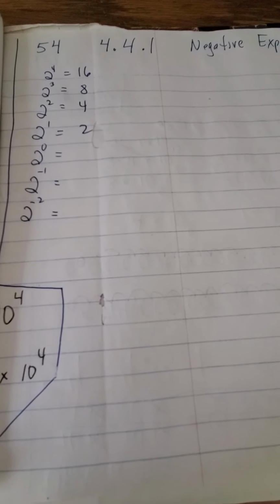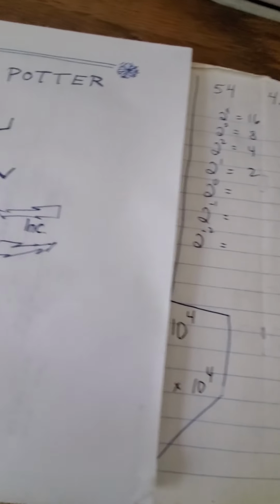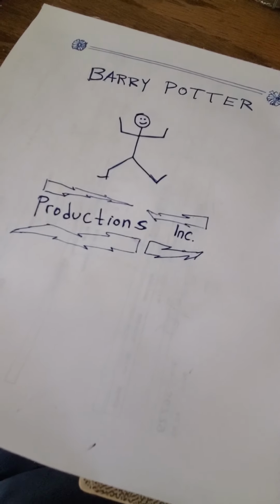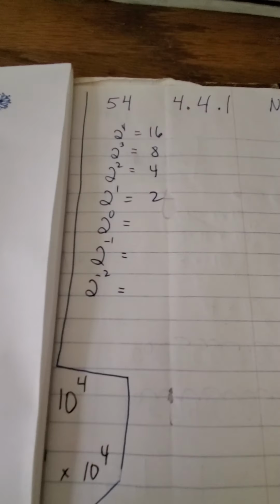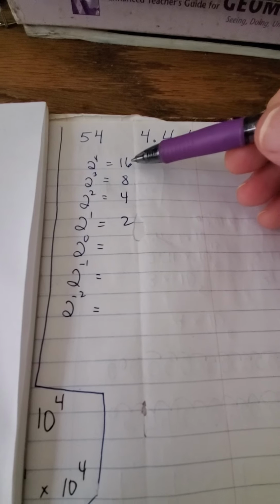Now we're doing section 4.4, negative exponents. This is Math 54 and we're doing 4.4 and we're having a lot of fun learning math. Yay. So, exponents. 2 to the 4th power equals 16.